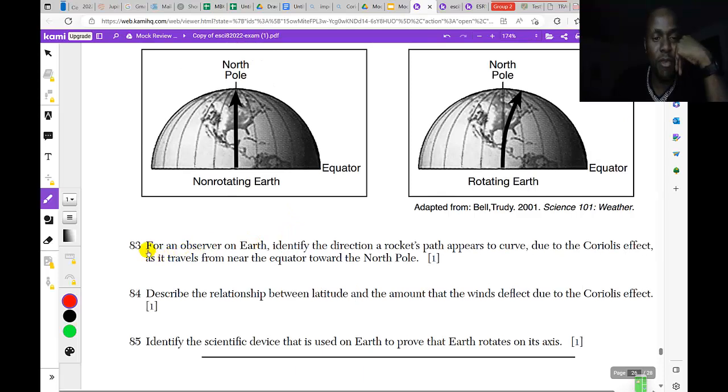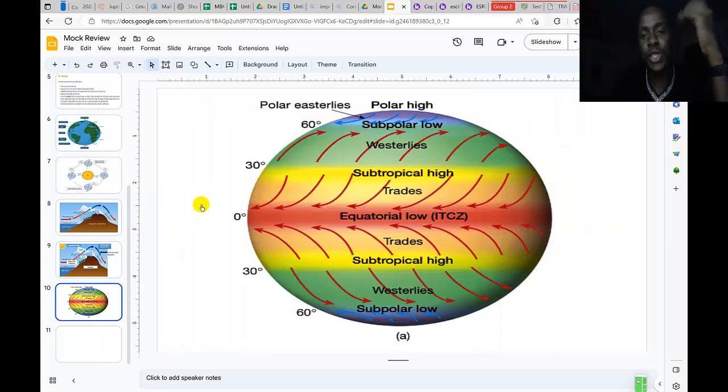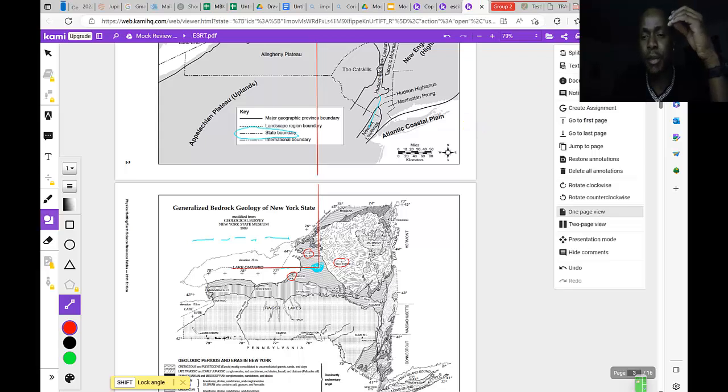Question 83 says, for an observer on Earth, identify the direction a rocket path appears to curve due to the Coriolis effect as it travels from near the equator towards the North Pole. So we have a rocket traveling from the equator and traveling up to the North Pole. That would have been a straight movement, of course, but as we know, within a circular system, we have the Coriolis effect.